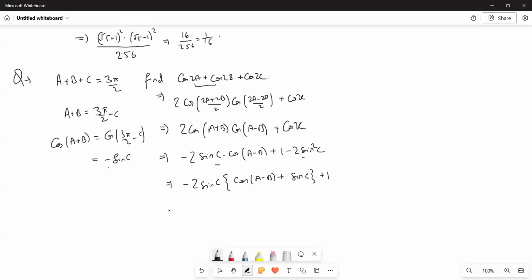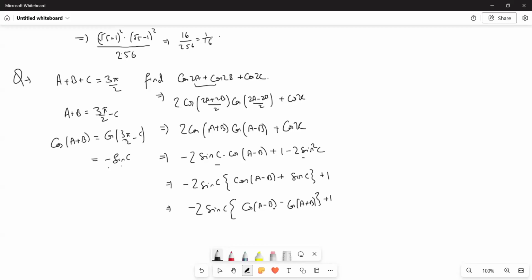I hope everyone's okay till here. Yes, sir. Then we do a minus 2 sin c and cos of a minus b, and we put the value of sin c back. So what was sin c? Sin c was minus of cos of a plus b.